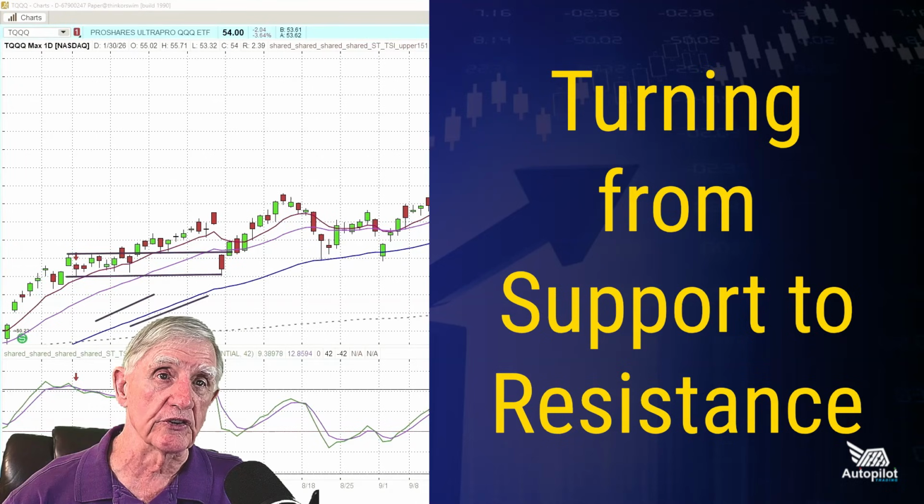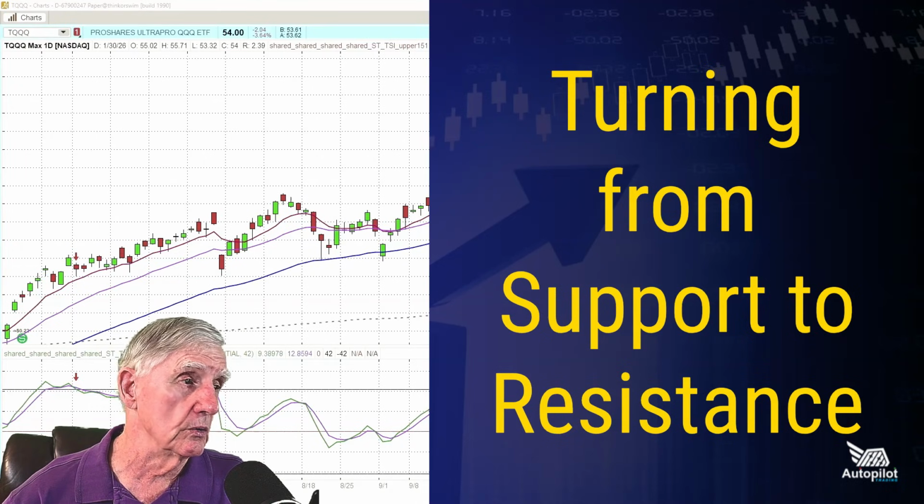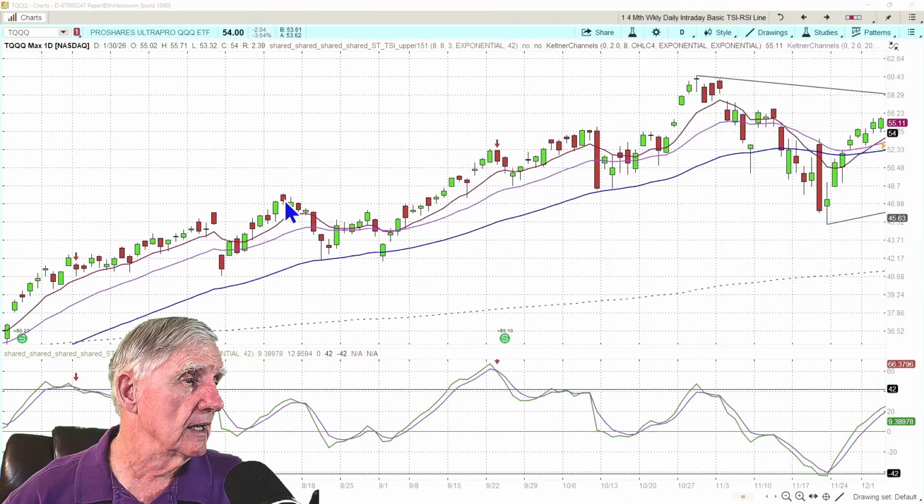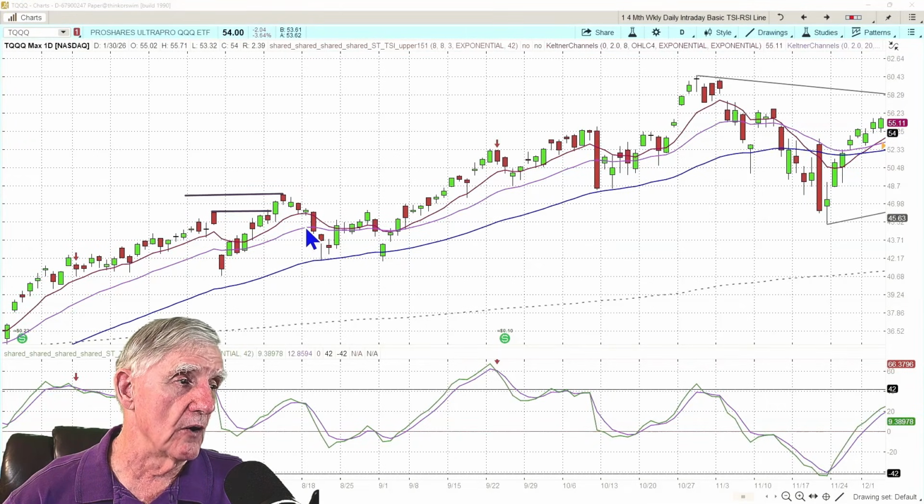Well, what happens when it turns from support into a level of resistance? Again, what I look back at is here was a little high, and I look back over here and say, okay, that's a little bit below that. This could be a zone of resistance where it basically starts to fall from there.